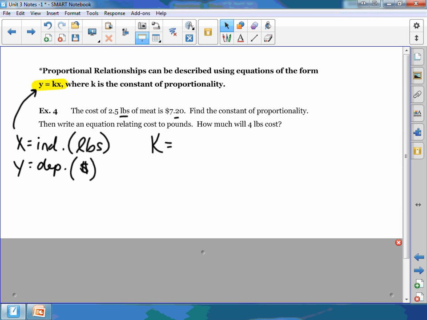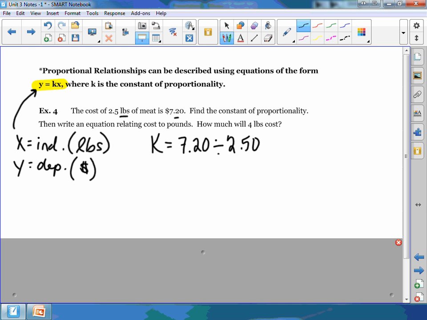Anybody got a number? What do you think, Finn? Anybody else go with 2.88? Most of us. Okay. So you guys, in order to get 2.88, you divided 720 by 250, or 2.5. So what does that 2.88 mean, Finn? Yeah, dollars per pound. That's your unit rate. Dollars per 1 pound. Okay.